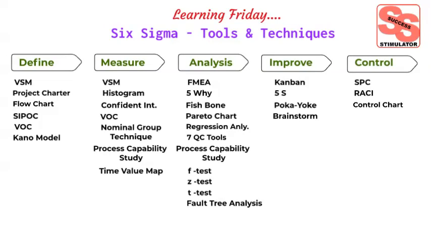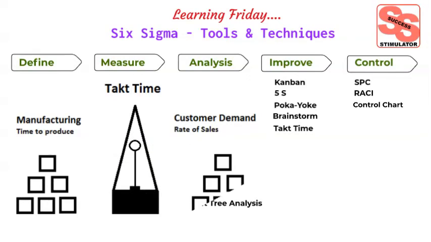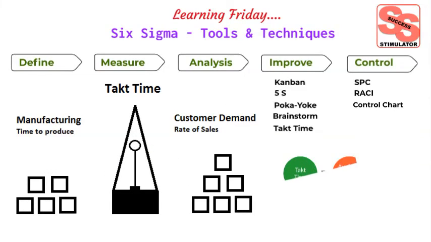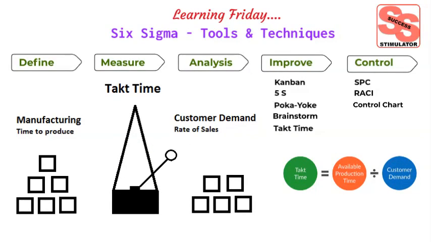Next one is takt time. Takt time is the rate at which you need to complete a product in order to meet customer demand. It comes from the German word takt, meaning beat or pulse in music. Within manufacturing, takt is an important measure of output against demand.